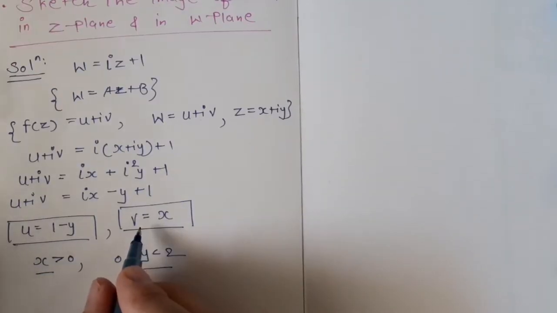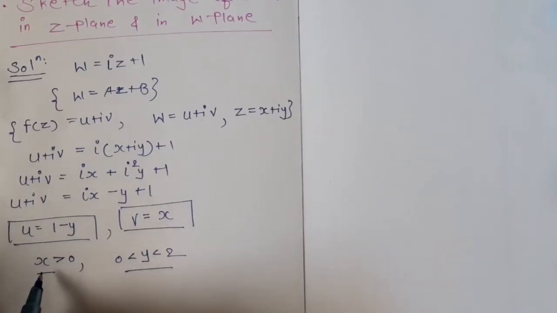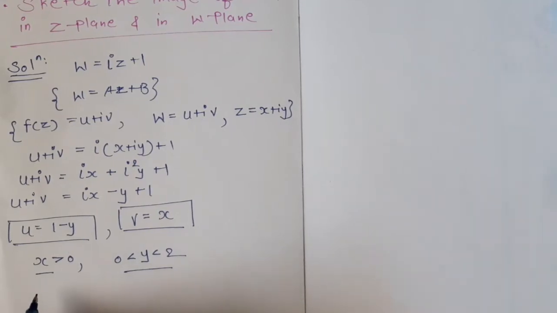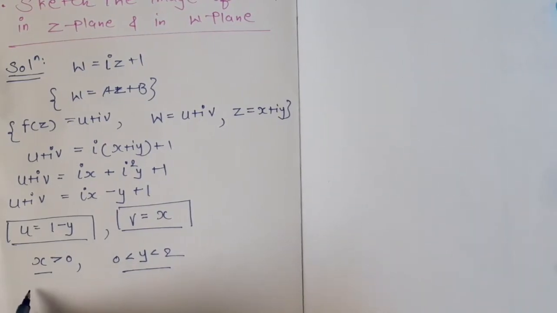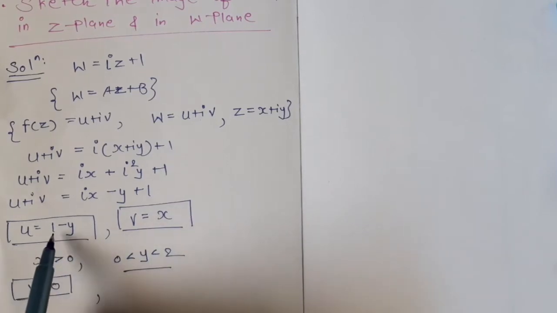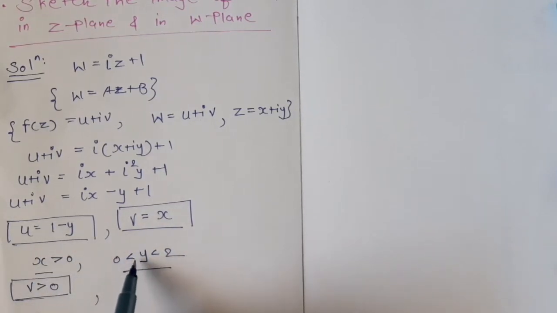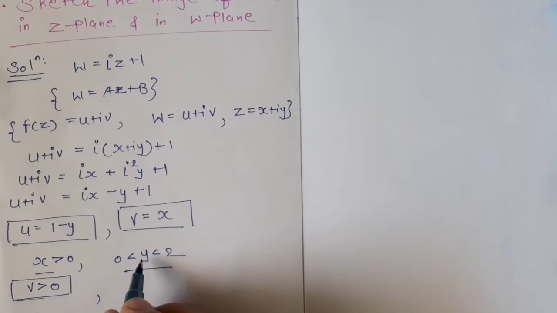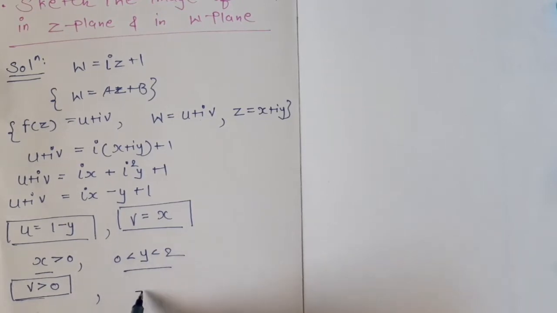Here we had obtained that v is equal to x and x is greater than 0. So we will write here that v is also greater than 0. And here we want u. So u equals 1 minus y. So we have to bring here 1 minus y. For that we have to multiply first with the negative sign. So minus y is between 0 and minus 2. Multiplying with the minus, there will be a change in inequality.